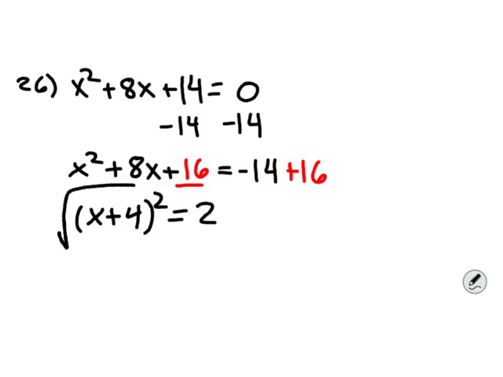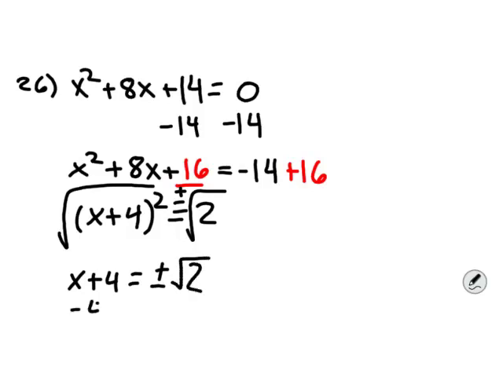So now we just take the square root of both sides. Don't forget our plus and minus. And now our last step is just to subtract 4 from both sides. So our solution would be negative 4 plus and minus radical 2.